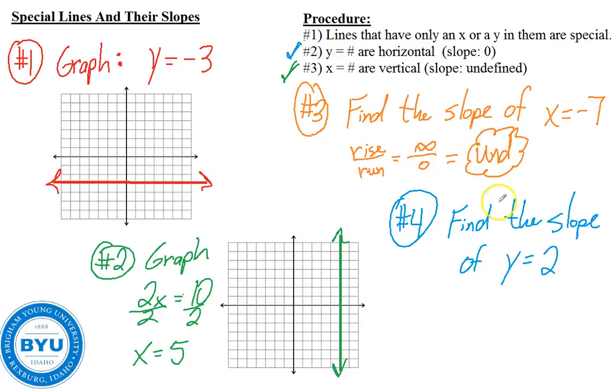And for number 4, we need to find the slope of y equals 2. Remember, when it's only a y, it's horizontal, and that means it's got slope of 0. You might also want to remember that because horizontal has 2 zeros in it, so that's 0 slope. The word vertical doesn't have 0 in it, so that could help you remember that the slope of this line is 0.